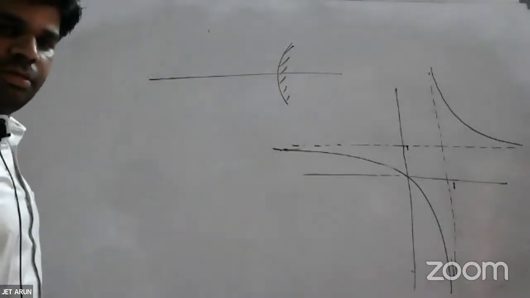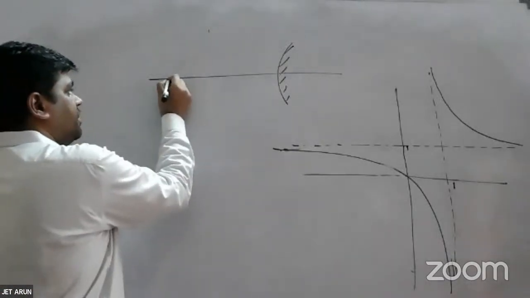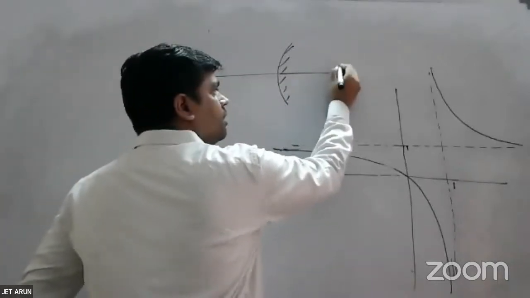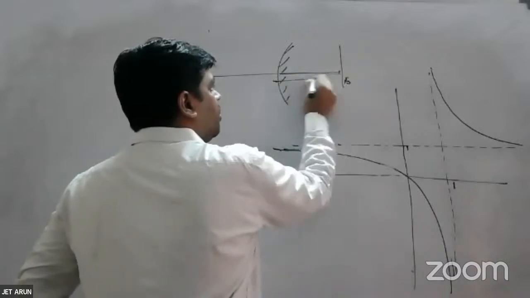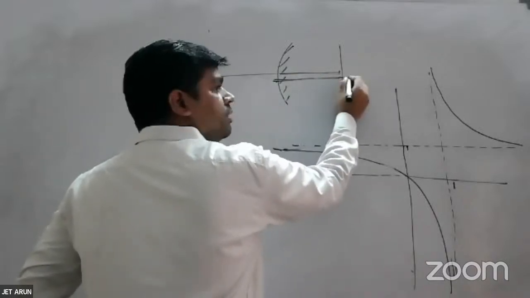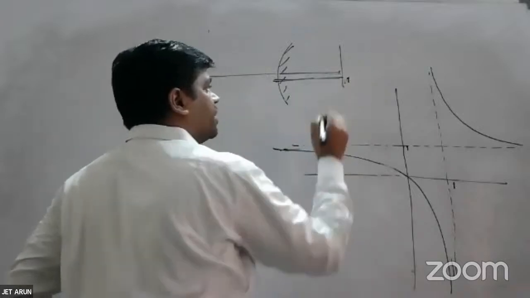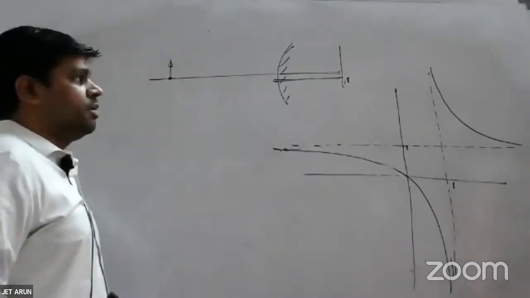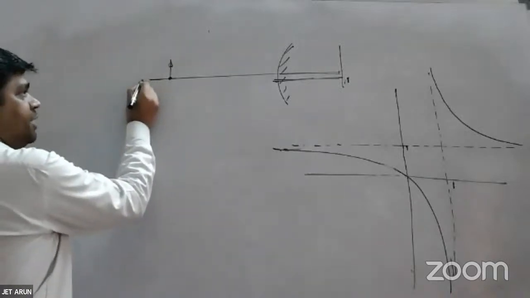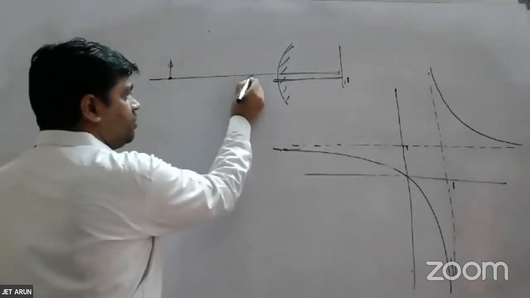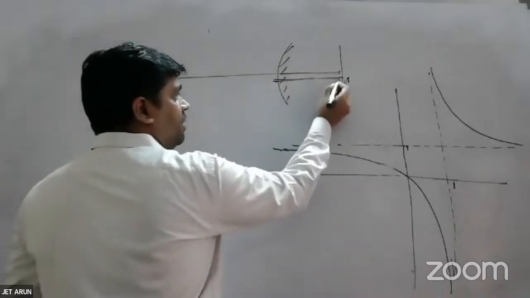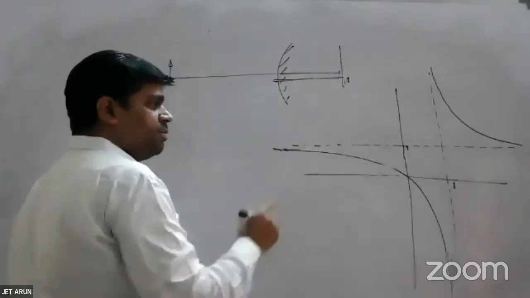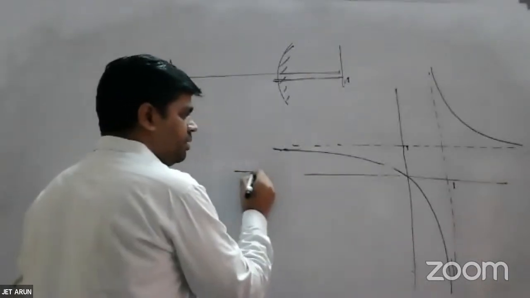Convex mirror కదా. If I have some object at this point, my image will be somewhere between pole and focus. అంతే కదా. Yes, sir. గ్రాఫ్ లో కూడా అది నాకు కనపడాలి కదా. One more thing. As the object is moving from infinity closer to the mirror, my image should move from focus to mirror, pole. ఇప్పుడు చూద్దాం అది కనిపిస్తుందా లేదా.